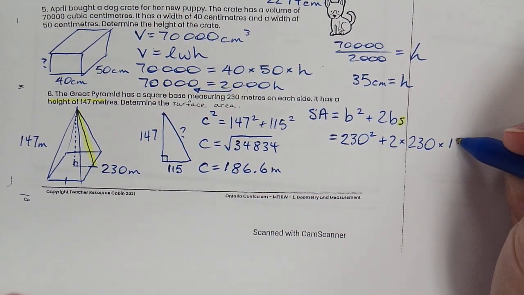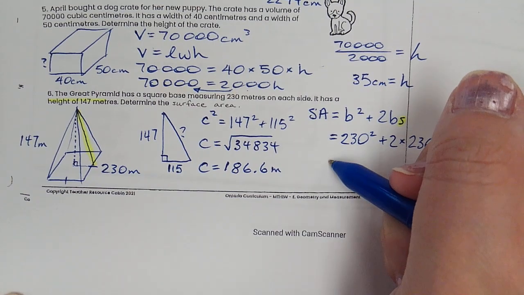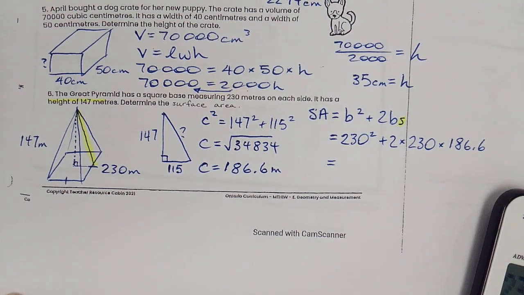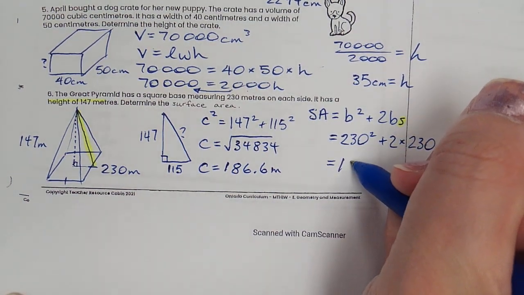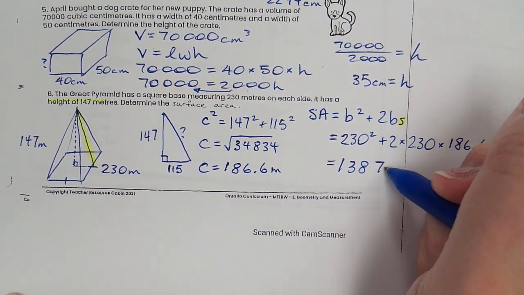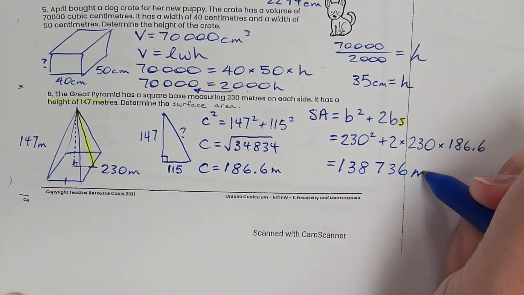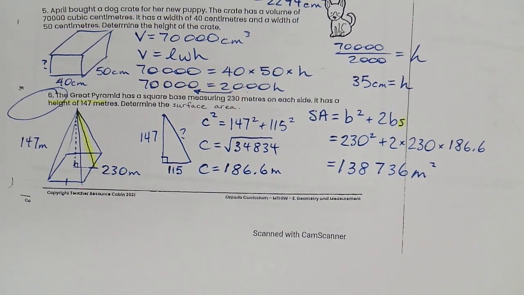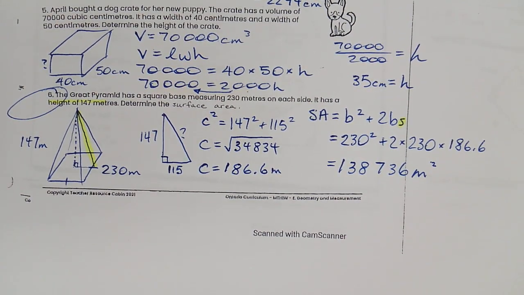So I put it in here. Okay. So 230 times 230 plus 2 times 230 times 186.6. 138,736 meters squared. Right? Will you see a question like this on the test? Yes. Okay. Does that mean on the test I'm for sure going to see a square base pyramid and then I have to do this?